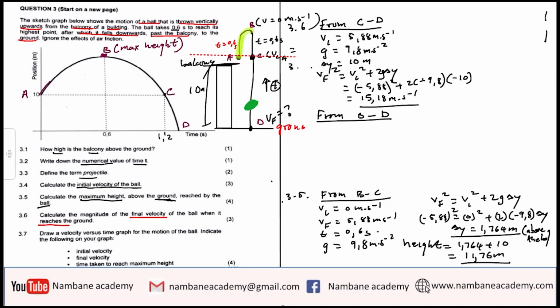Very, very easy. Let me have my diagram and say, do I have V initial? Yes, it is equal to 0 meters per second. Do I have any other thing? Yes, I have g, which is equal to 9.8 meters per second squared. Did I calculate the height above the ground? Yes, I did. Delta Y is something like 11.76 meters.